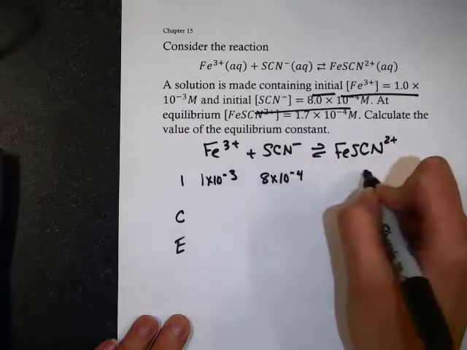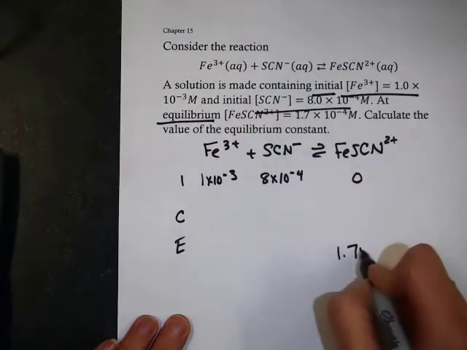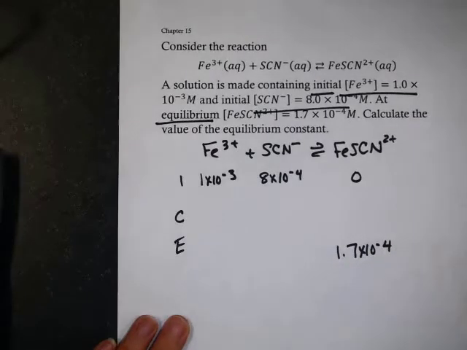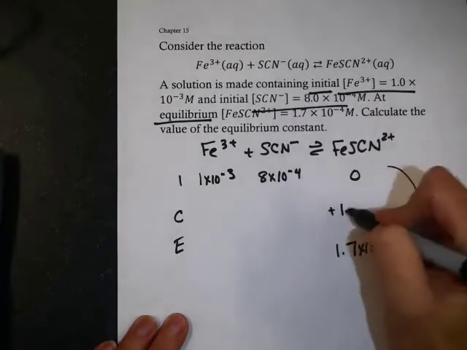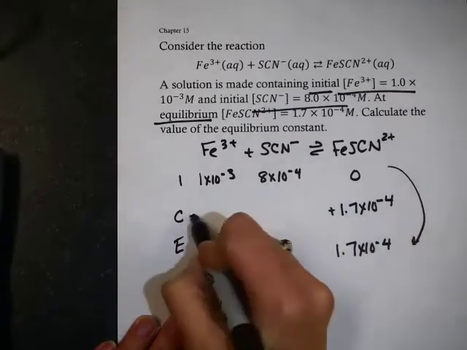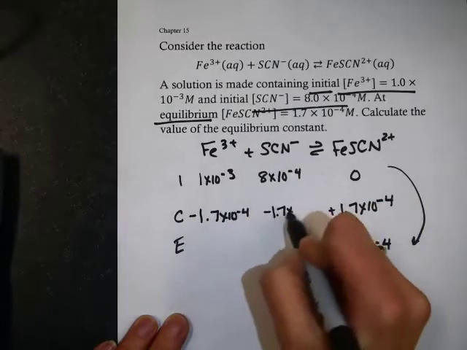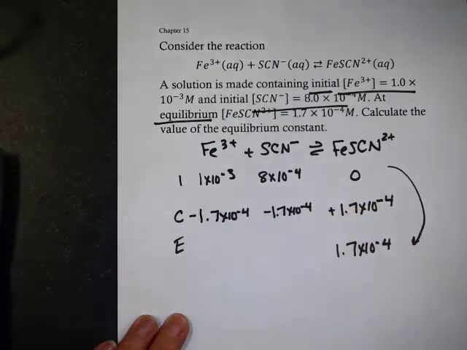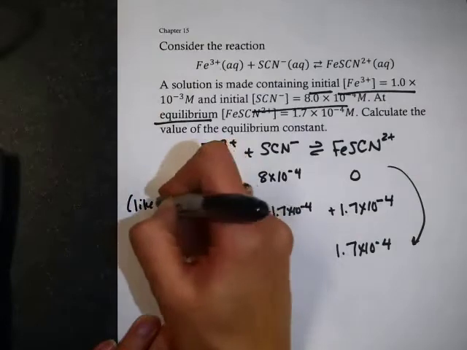It doesn't say I started with any of the product, so I didn't, but I do have the equilibrium amount for the product. So looking at this, I need to figure out what that change line looks like. And I know in order to go from 0 to 1.7 times 10 to the minus 4, the change for that one is plus 1.7 times 10 to the minus 4, which means that for the other two, it would be minus 1.7 times 10 to the minus 4. And that's because their stoichiometry is 1 to 1 to 1.